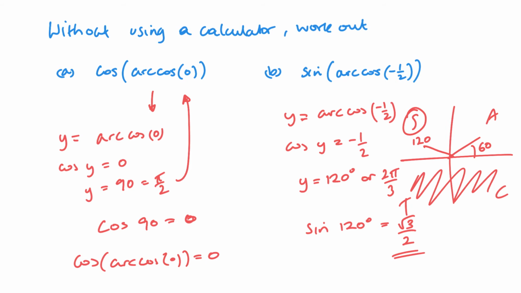Okay, have a little look through this. It is very easy to make silly mistakes on this. You just need to be aware of your limits. Okay, so when you're dealing with arc cos, arc sine, arctan, you just have to understand where the limits lie.